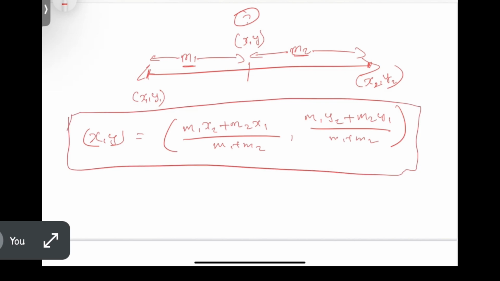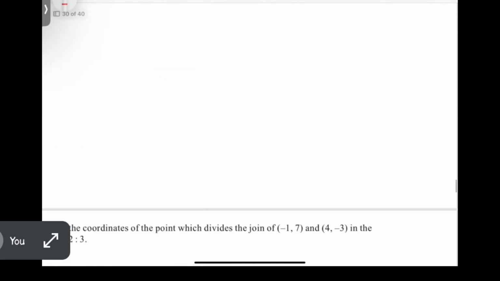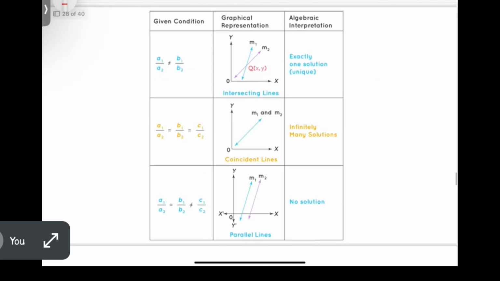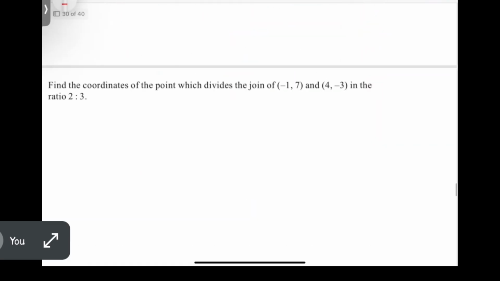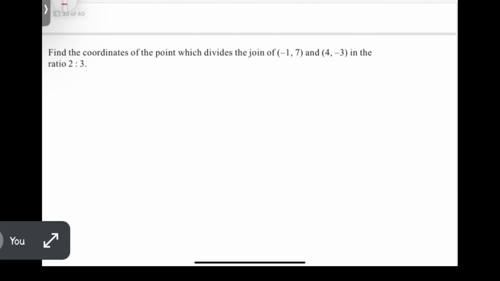Now using this formula, let us try a question. I believe we have a question. Find the coordinates of the point which divides... If you're confused with some points from the previous class, you can refer to this PDF, which is more clear. I'll give it to you later in the Telegram group.